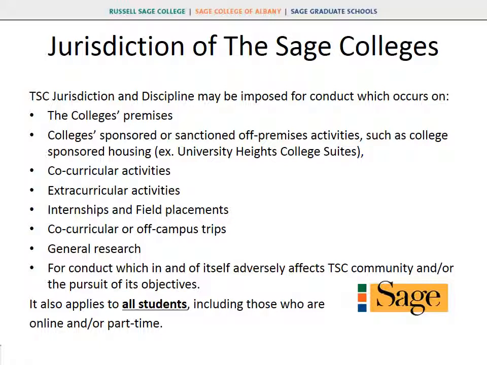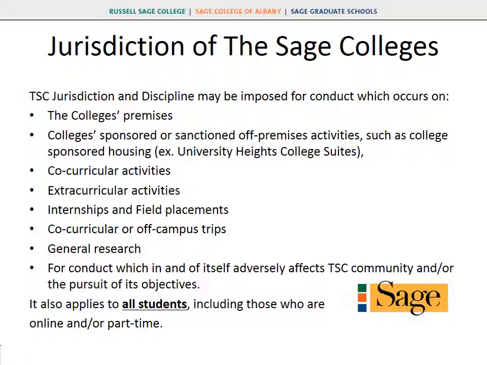So, Jim's actions would be considered misconduct if he took the iPhone from Carlos's residence hall room, from Carlos's car in the parking lot, or from Carlos's back pocket while they were walking down New Scotland Avenue. It is also misconduct whether Jim is a resident student, a commuter student, an online student, or a part-time student.